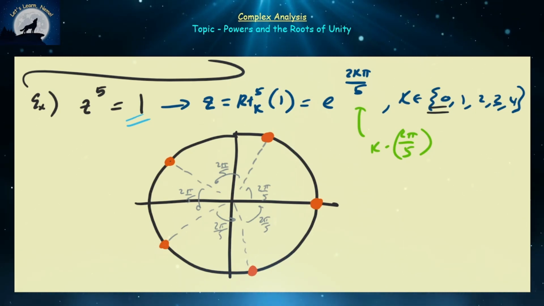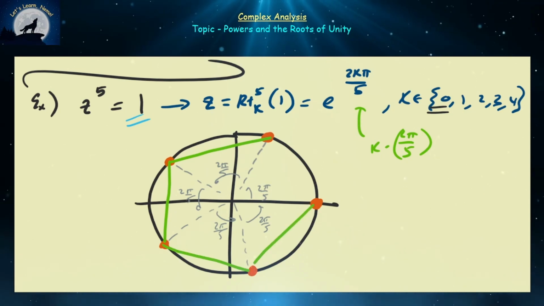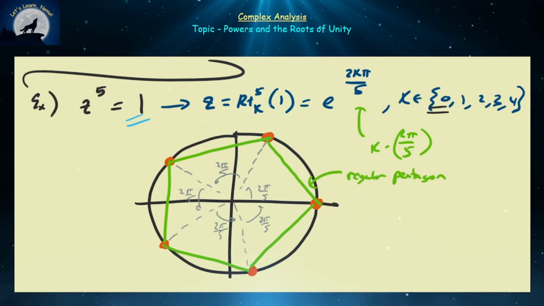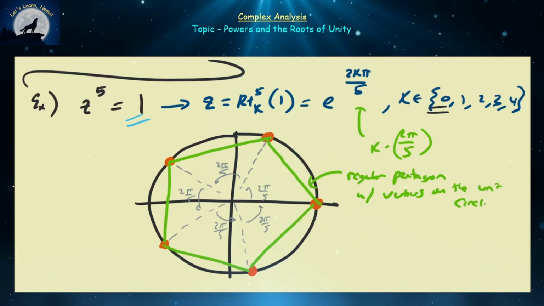Right? So what happens when you actually connect these points together? If you connect these points together, you're actually going to get a shape that should look very familiar to you. You should see that this is a regular pentagon. It's a regular pentagon, right? With vertices on the unit circle.